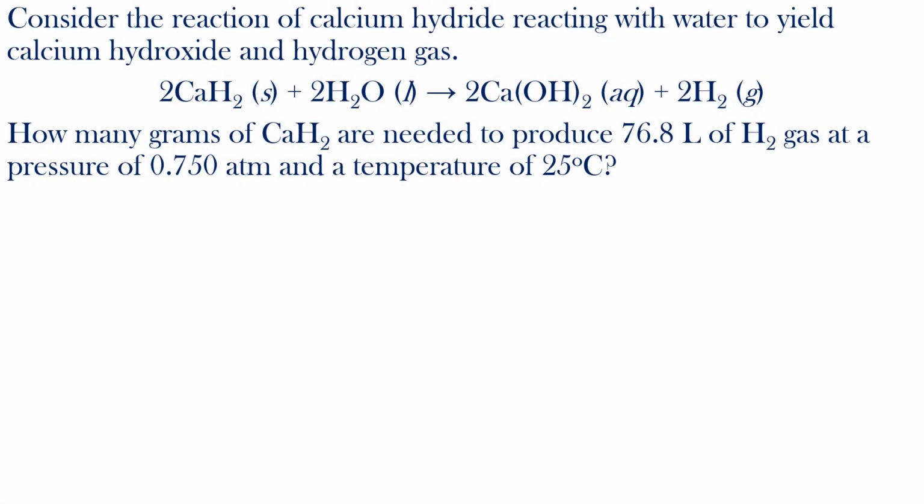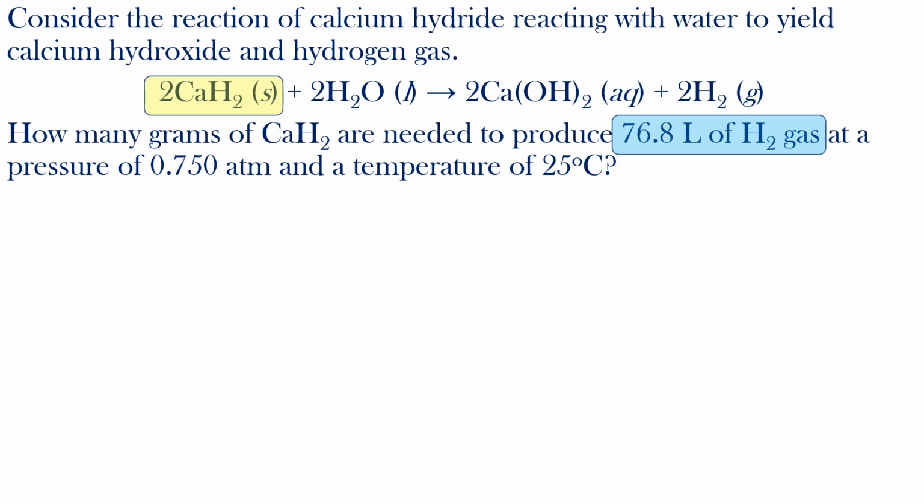Consider the reaction of calcium hydride reacting with water to yield calcium hydroxide and hydrogen gas. How many grams of calcium hydride are needed to produce 76.8 liters of hydrogen gas at a pressure of 0.750 atmospheres and a temperature of 25 degrees Celsius? Here, we're being asked to produce 76.8 liters of hydrogen gas, but we need to find the mass in grams of the reactant, calcium hydride, needed.